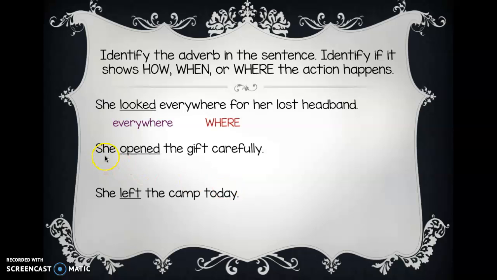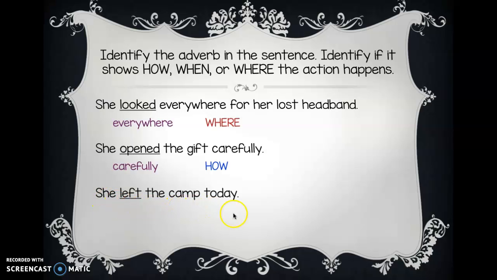How about the next one? She opened the gift carefully. Opened is your action here. Do you see an adverb that describes how, when, or where she opened the gift? That's right. Carefully. She opened it carefully. Which question does that answer? If you said how, you're right. How did she open the gift? Carefully. How about the last one?